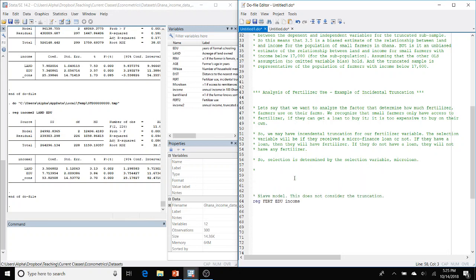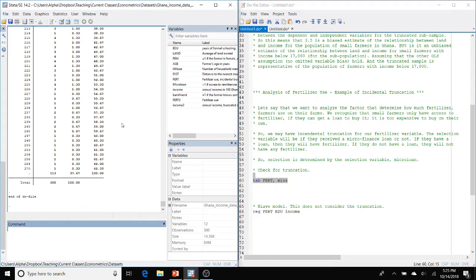Actually, real quick first, let's just make sure this truncation is there. So let's check for truncation. All right, we expect it to be there. We're just going to check for it. Tab fert, comma, miss. All right, and so if we have a bunch of missing values, then we can think, all right, we probably have truncation. Yes, we do. 37% of the sample is missing. 133 people are missing from the data set.